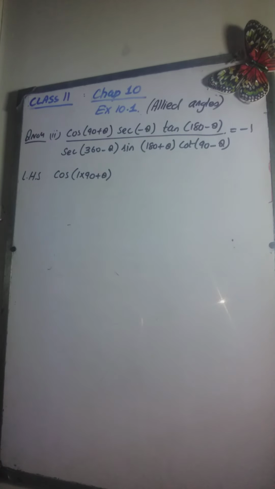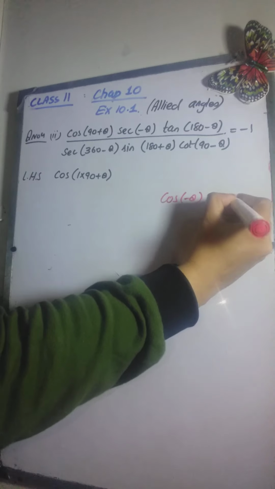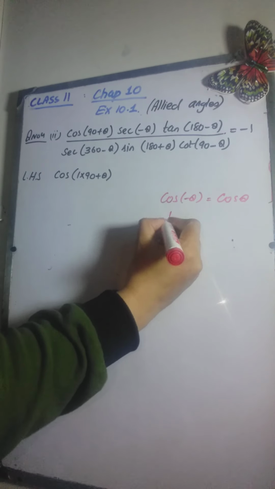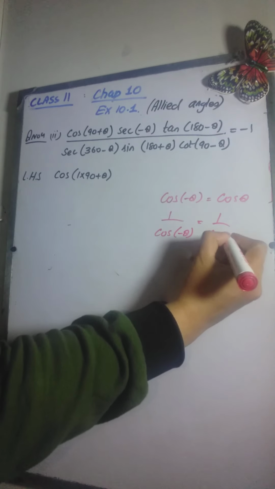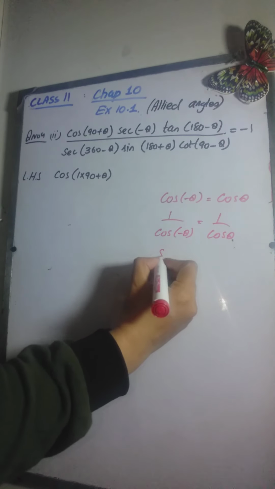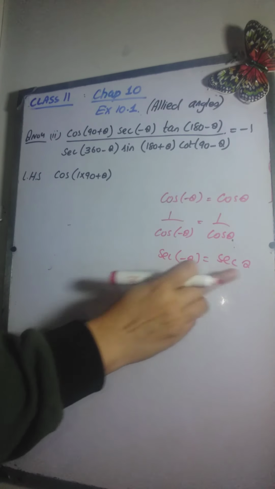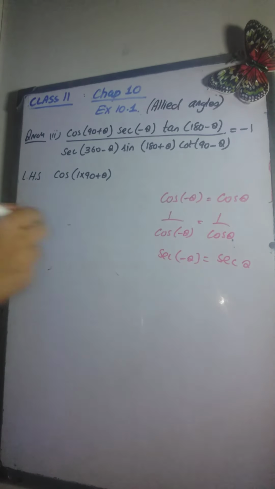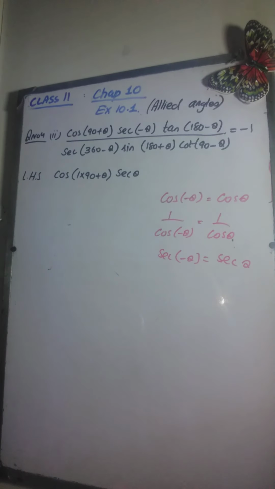Now we know that cos of negative theta is equal to cos of theta, so secant of negative theta will also be equal to the reciprocal of cos of negative theta, which equals the reciprocal of cos of theta. We know that this is secant of negative theta, so it means that secant of negative theta is always equal to secant theta. I am going to use this result over here, so secant of negative theta will be secant of theta.